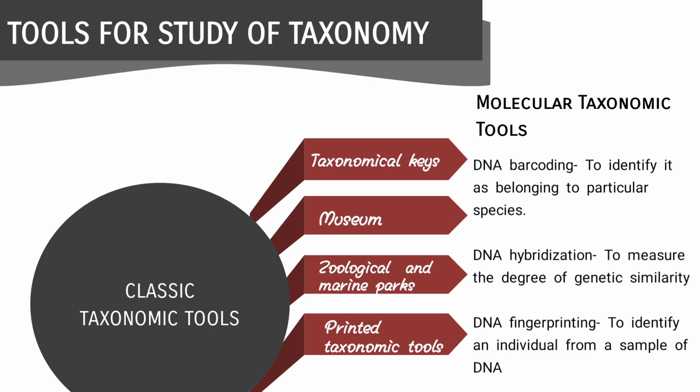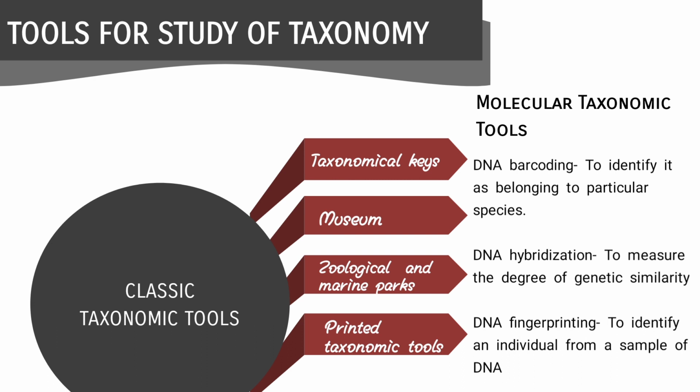And next, the third molecular taxonomic tool is DNA fingerprinting. So fingerprinting you already know. So here what they will do, with the sample of DNA itself, they will find out, okay, which is this individual. Likewise, they will find out with the help of a sample of DNA itself. That is what called as DNA fingerprinting, right? And there are several other technologies like restriction fragment length polymorphism, okay, and now PCR.